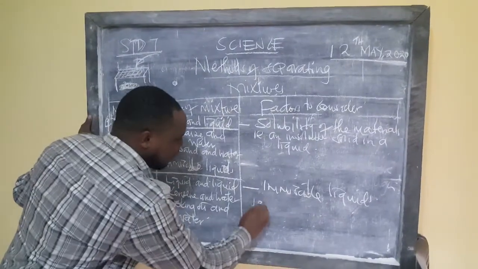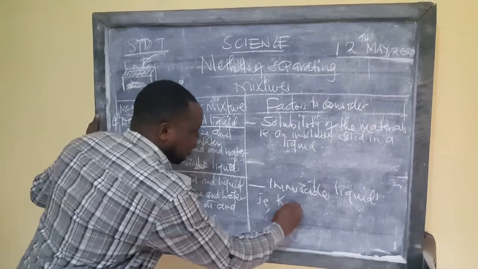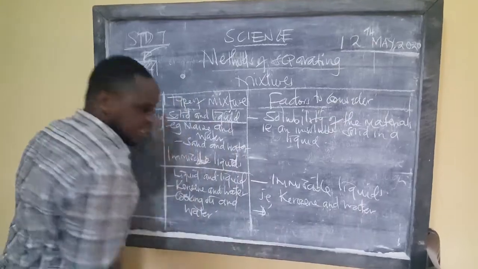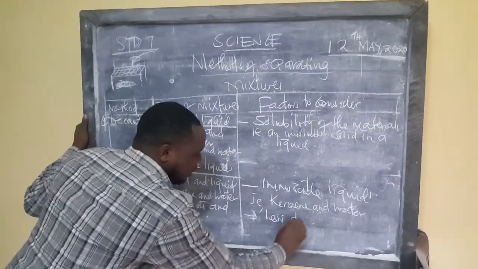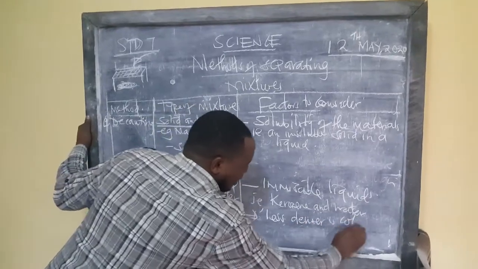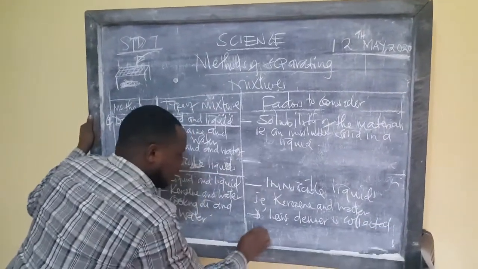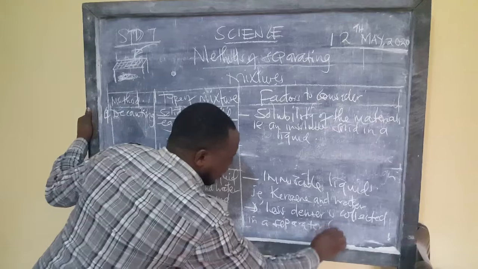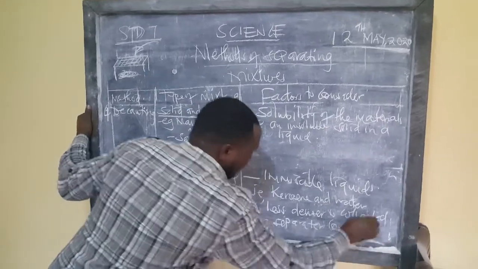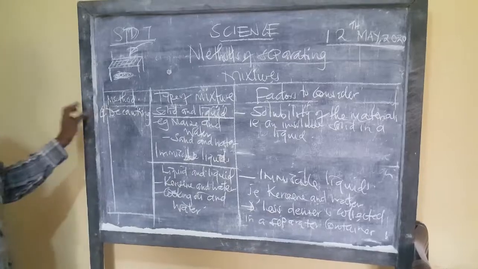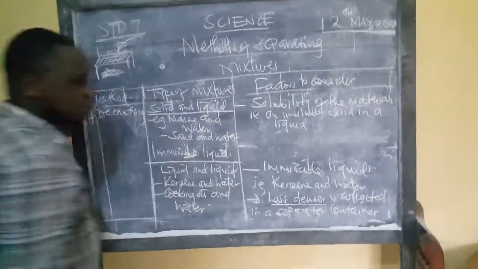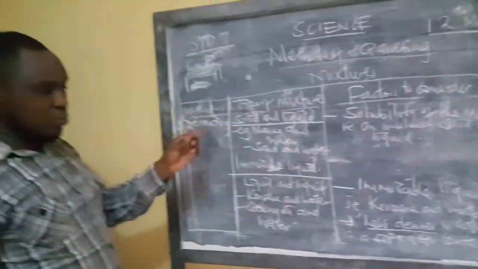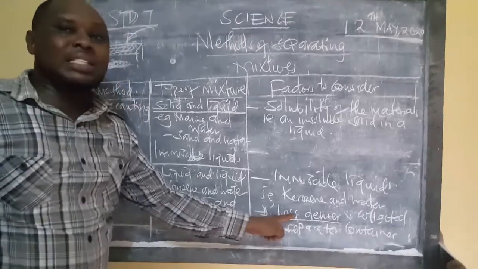And so we can give an example. We can have examples I've given: kerosene and water. And what will happen? This is explanation. The less dense is collected in a separate container. The less dense, we are going to talk about the density. I don't want to say the heavier or the lighter, because that is not right. The right thing is less dense and dense.